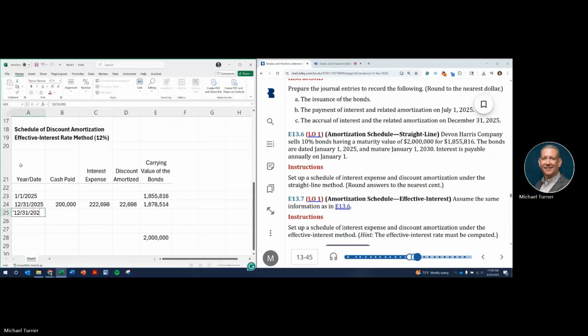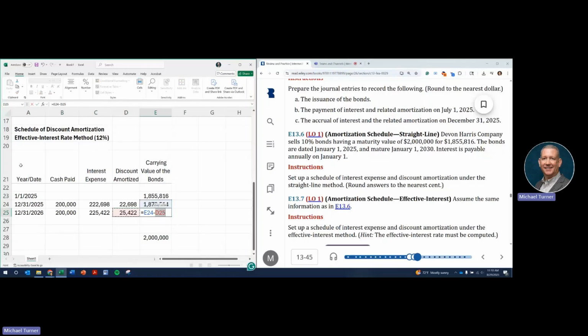Next year goes by. We will make another $200,000 payment, and the interest expense for this year is calculated the same way, except our carrying value was a little higher, so our interest expense is going to be a little higher. $1,878,514 times 12% effective rate leaves us with $225,422 in interest expense. The amortization, just like we did in 2025, will be the difference between interest expense and the cash paid, which is $25,422. And as before, therefore, the net carrying value of our bond also changes.